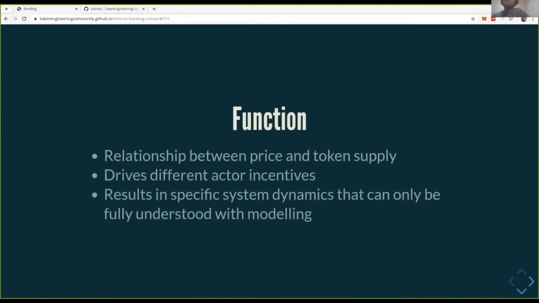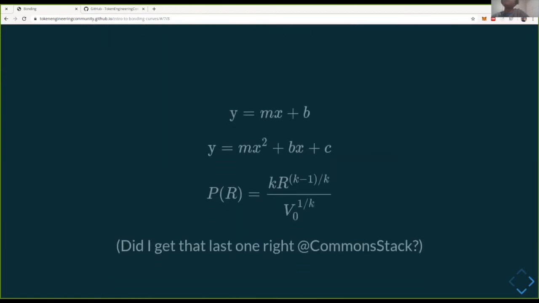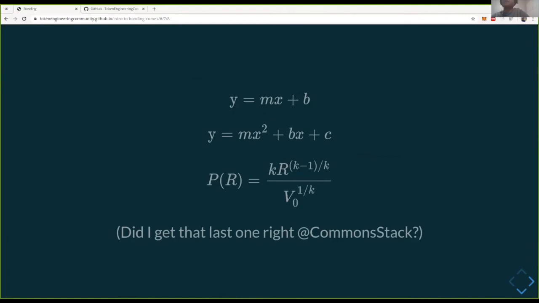You can choose the function of your bonding curve, and this is your relationship between your price and token supply. You can try to design or drive different actor incentives, and some of the dynamics that you introduce with different functions can only truly be fully understood with modeling, which is a topic I'll briefly cover, and I'm sure some of the BlockScience team will dive into deeper discussions around modeling of bonding curves and token systems. Here are a few basic bonding curves: a basic linear curve, a quadratic curve, and the Commons Stack curve, which I hope I got right.